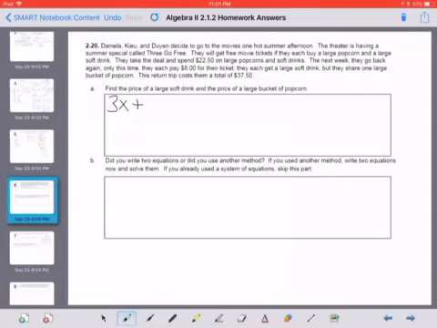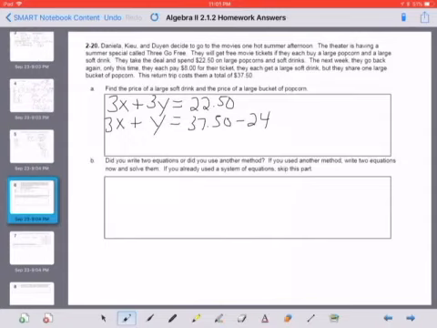Buy a large soda, 3y, equals $22.50. So then for the second week, they each got a large drink, but they shared a large popcorn, and each one of them paid $8 this time. So I have 3x plus y equals, they paid $37.50 minus the $24 that it cost them each to get in.